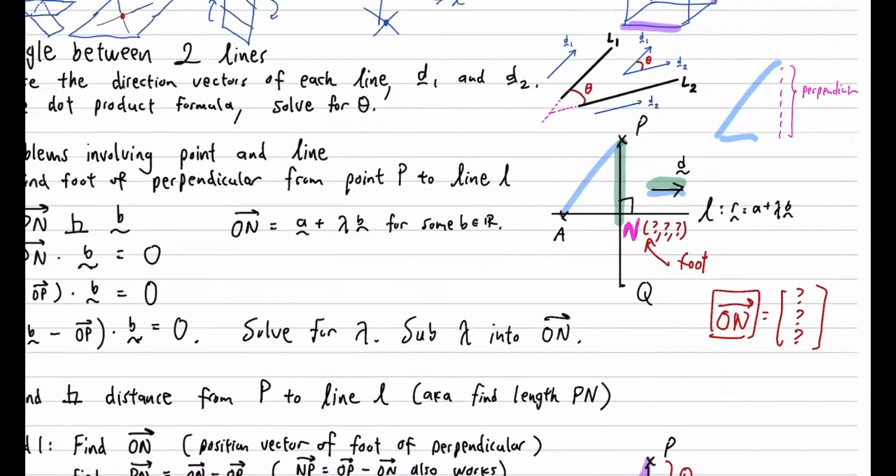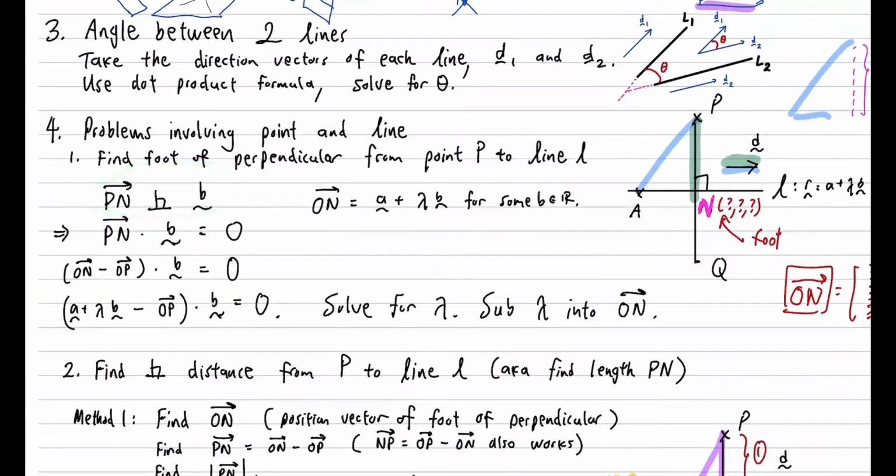So we immediately realize PN is perpendicular to vector D. Sorry, more like B. I changed the letter. I'm going to put down B. So that's what we get here. PN is perpendicular to B, so that means their dot product must be equal to 0, because they are perpendicular.